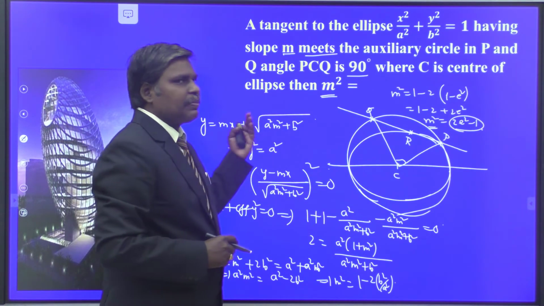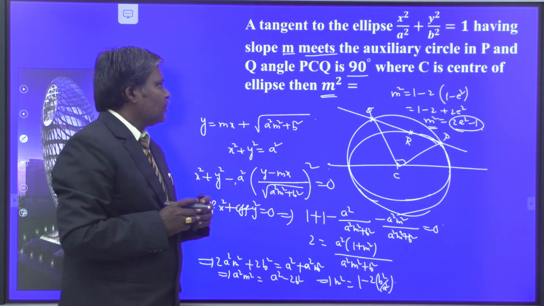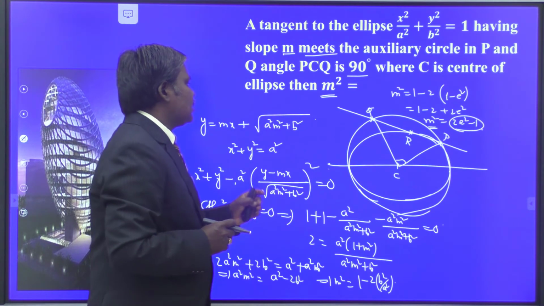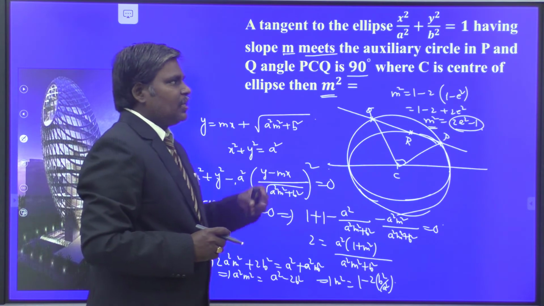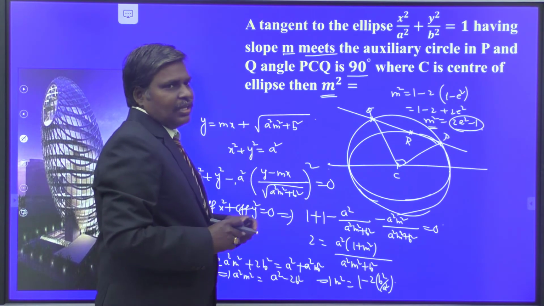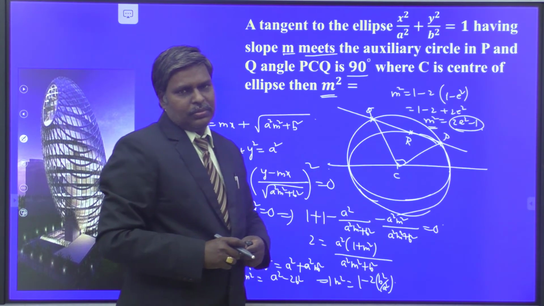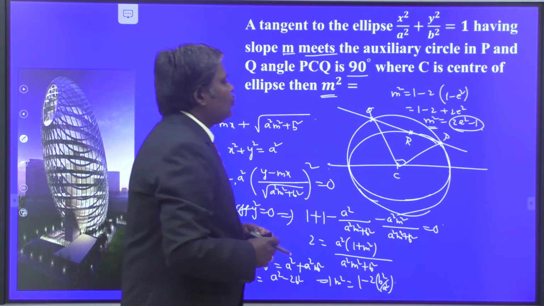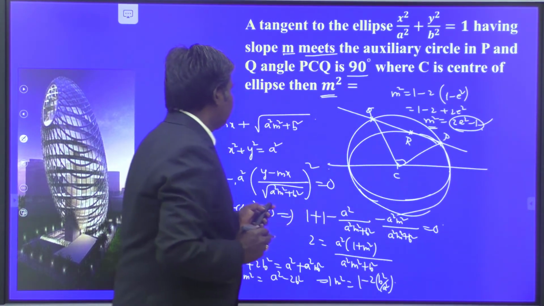So this problem and the previous problem are having same concept. So one and only concept is the homogenization. Homogenizing the curve, that is the auxiliary circle with the tangent. In previous problem, the tangent at alpha is given to you. In this problem, the tangent having slope m is given to you. Understand? So the answer is m square is equal to 2 times of e square minus 1. Okay?